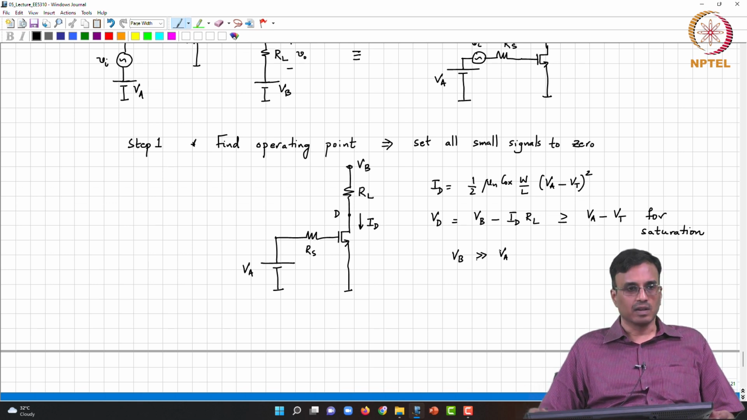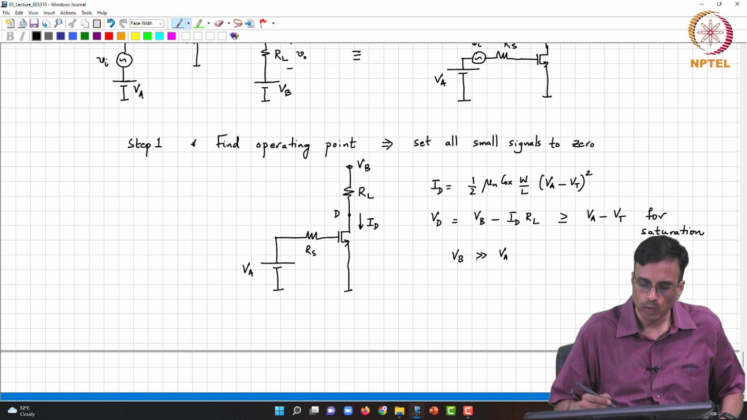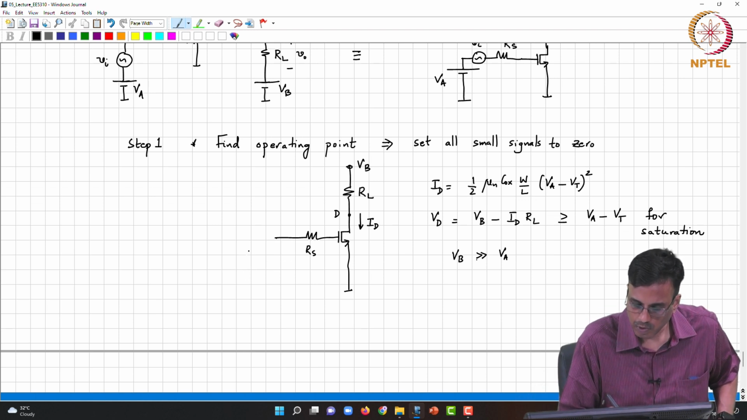If you do not have RL, then you have no load. We know that VB is much larger than VA, so there is no need to have two voltage sources. One can actually derive the smaller voltage source from the larger one. How do you derive the smaller voltage source from the larger one? You put a voltage divider. One way of doing it is to put a voltage divider.